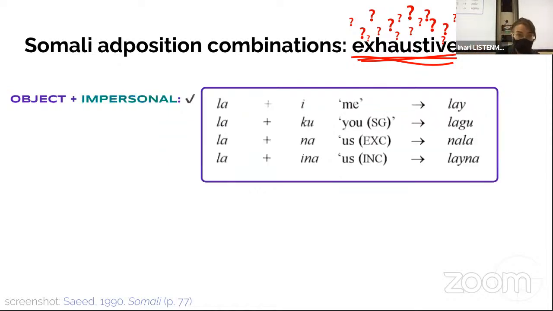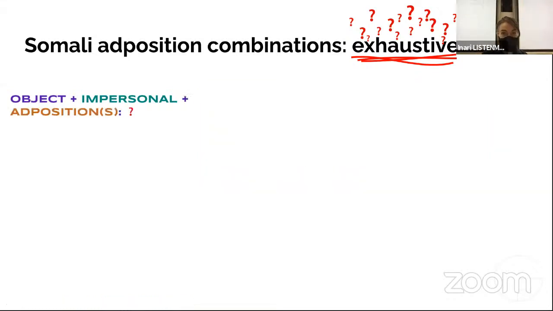Okay, and how about if we have one object and one impersonal, but no adpositions? Actually, they merge together. It would be from a sentence like, you were seen, which literally is one saw you. You would have just the verb see in past tense, and then the one and you would be together as lagu. So that's fine.